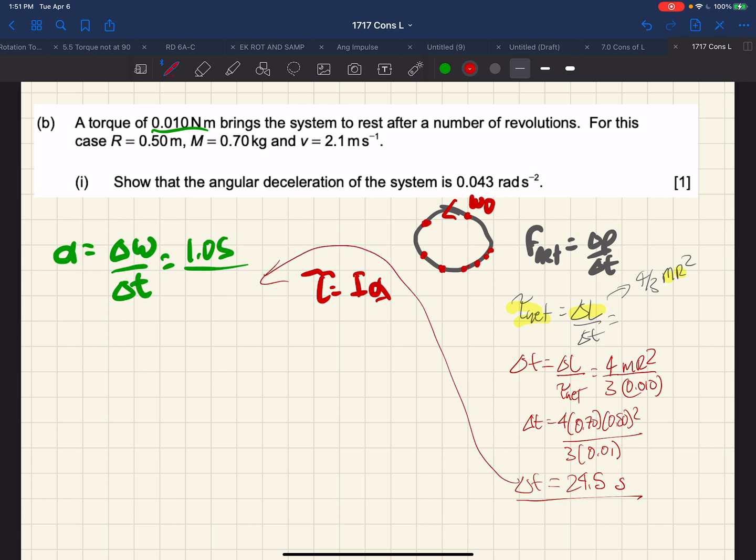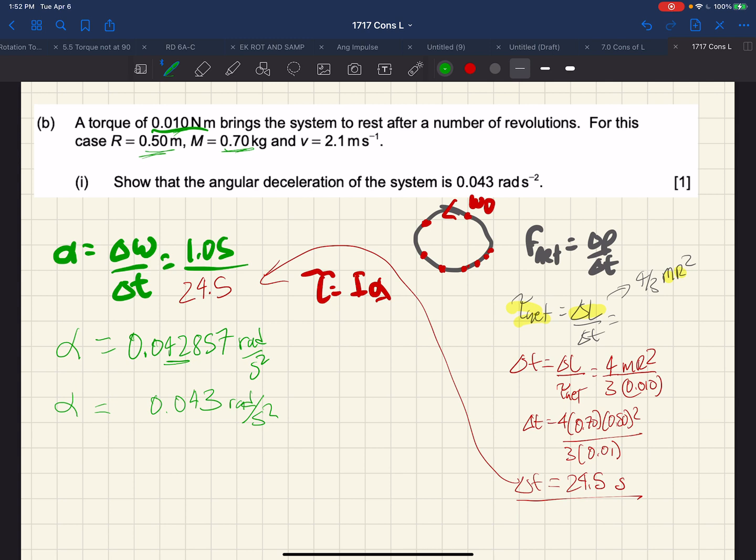So we put that in over here, 24.5. And when we divide that alpha out, we get 0.04287 radians per second squared. If we look at the number of significant digits, all of the primary data we have is 2 significant digits. So that means our alpha is 0.043 radians per second squared.